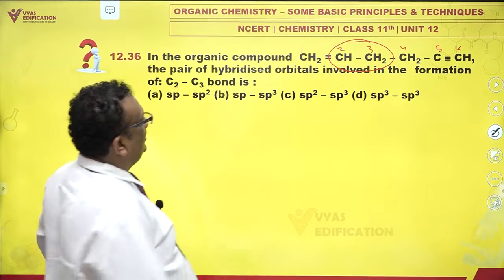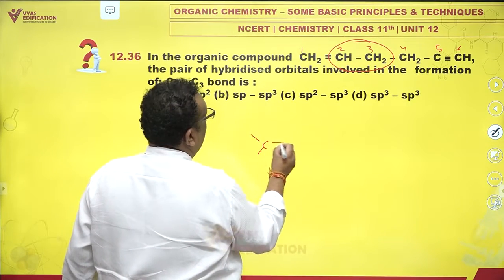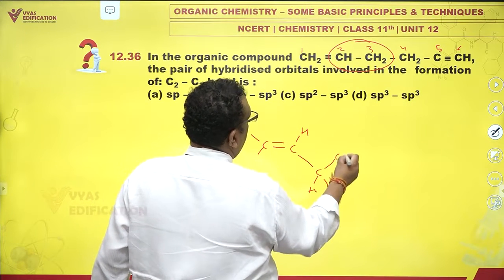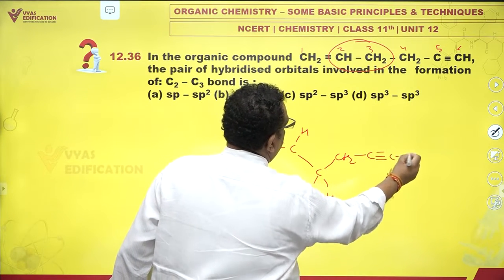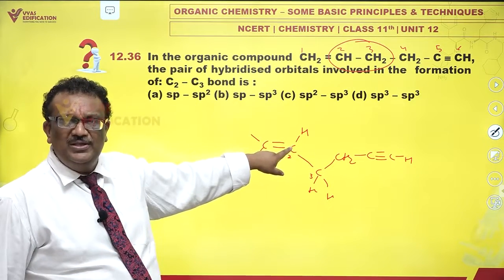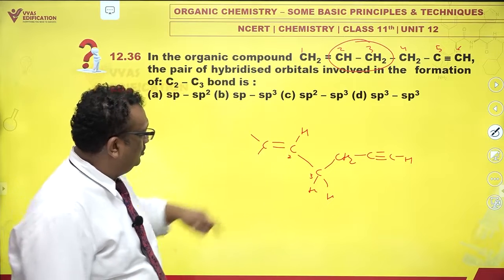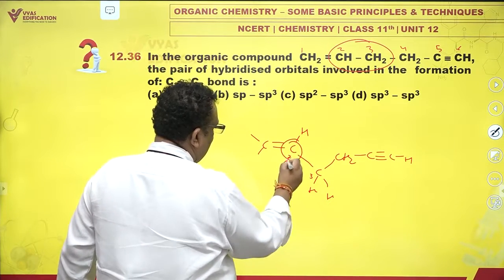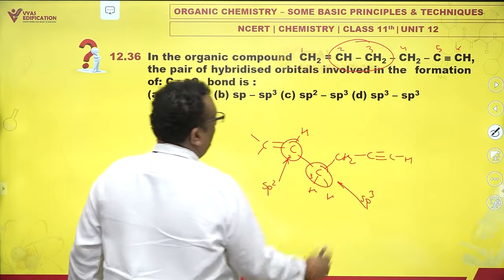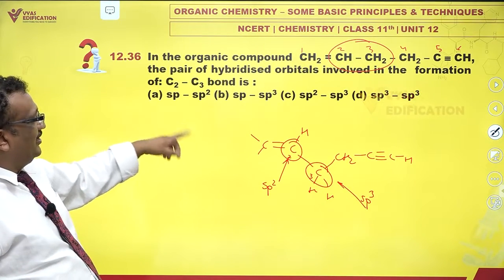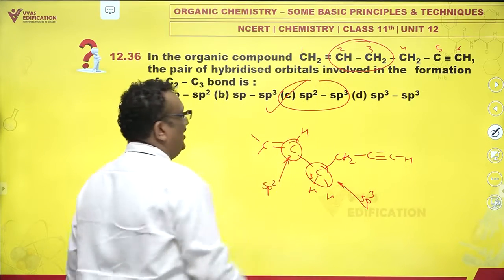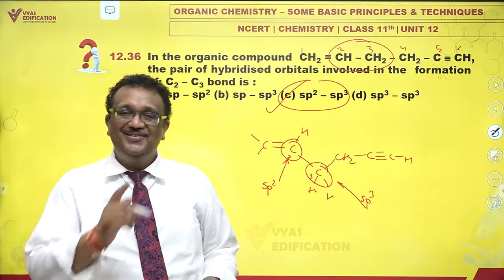Okay. So this carbon CH2, CH, CH2. This is 2, 3. This carbon is sp2 and this carbon is sp3. So which orbitals are involved? sp2, sp3. sp2, sp3. Is C the answer? Yes, you can see. C is the answer.